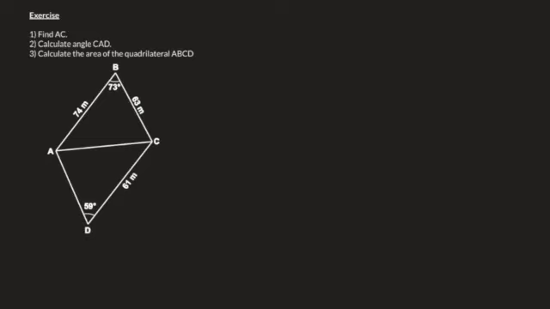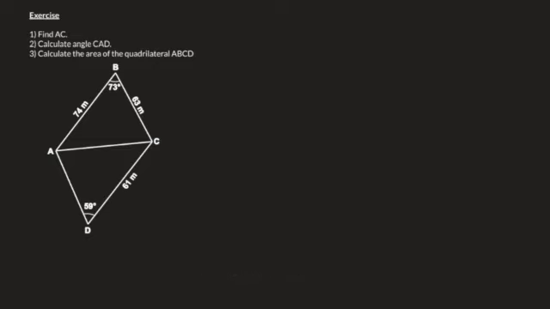Hi everyone, we now work through this exam-style question involving composite triangles that are hidden inside a quadrilateral. Knowing how to solve this question is a must-know because it involves the cosine rule, the sine rule, as well as the formula involving sine for calculating the area of a triangle.